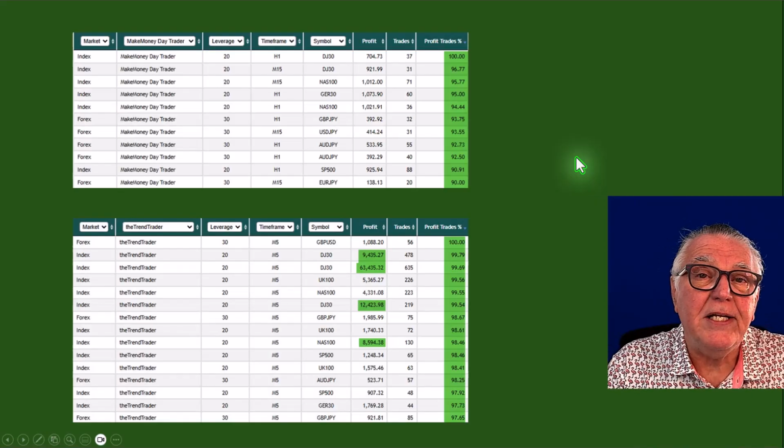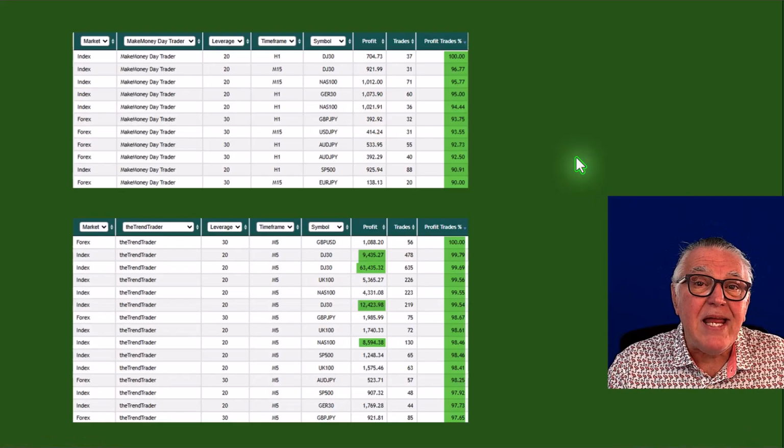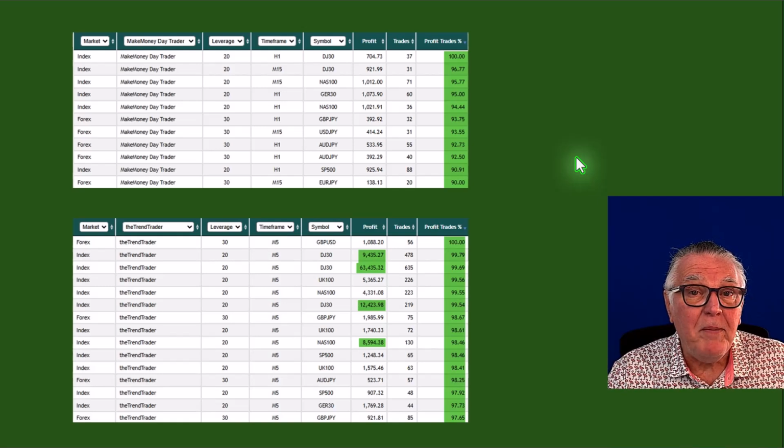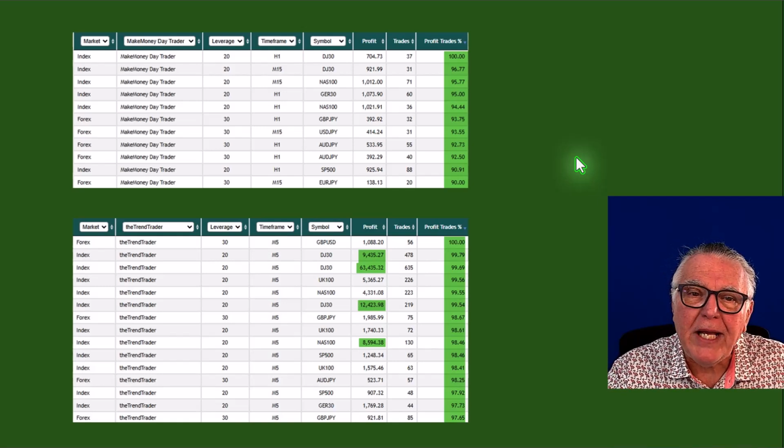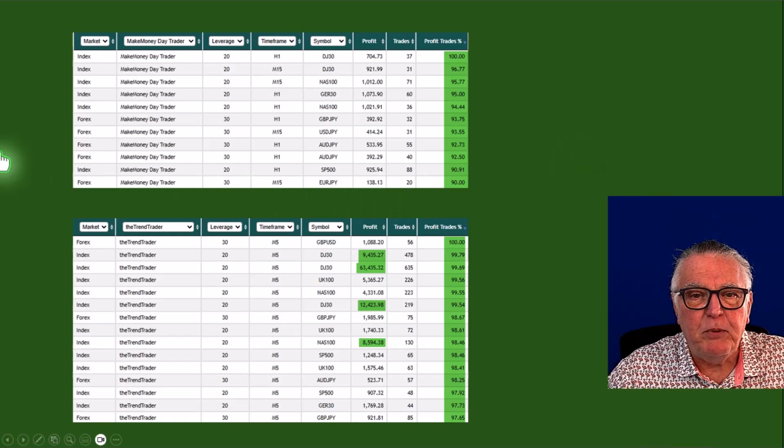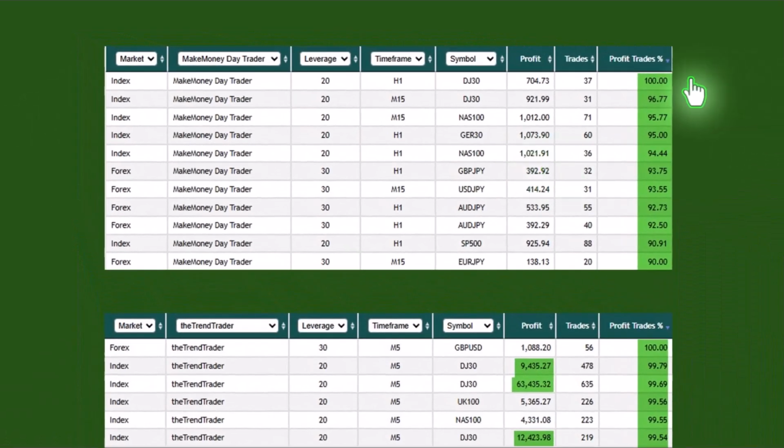Now, to many traders, success rate is their main challenge and their main problem, as it were. But if you look at these charts that I've just put on the screen here, you can see that success rate is actually very easy to achieve. Look at the Make Money Day Trader, 100% success rate after 37 trades. Incredible achievement, and on it goes right into the 90s.